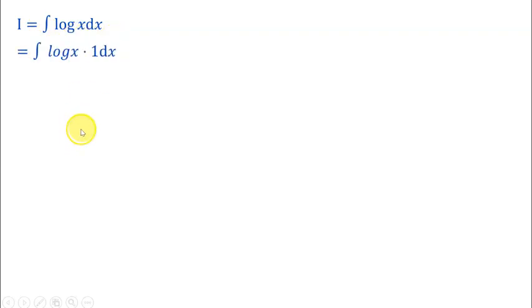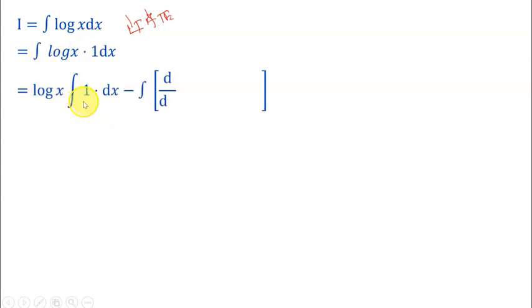Now, next. I is equal to integral of log of x into dx. Here we generate one more term, that is 1 into dx. Again apply the LIATE rule: L-I-A-T-E, that is logarithm and then algebraic. Here the first function is logarithm, second is algebraic. Therefore, again by parts, first function into integral of the second minus integral, in square bracket, derivative of the first function into integral of the second.